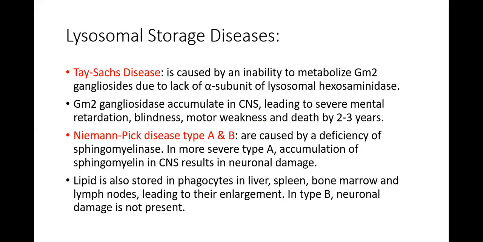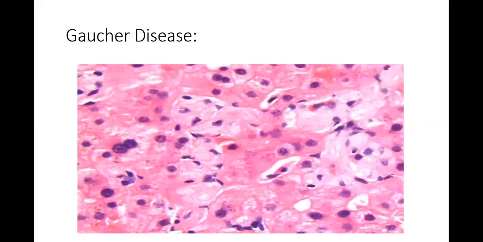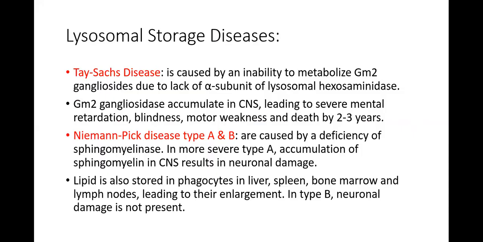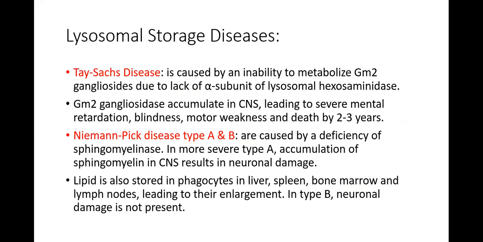So in lysosomal storage disorders, we have Tay-Sachs disease, Niemann-Pick disease types 1 and 2, and Gaucher's disease. I'm going to explain these diseases one by one. They can come as short notes or small SAQ questions as well. Tay-Sachs disease is caused by an inability to metabolize GM2 gangliosides due to lack of the alpha subunit of lysosomal hexosaminidase.